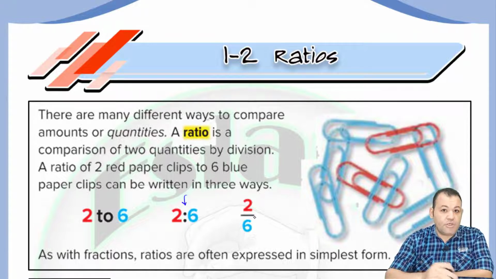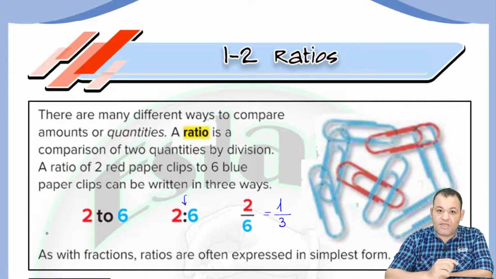So for any ratio, you must write it in the simplest form by dividing the numerator and denominator by the same number. We can divide 2 by 2, so it will be equal to 1. And we can divide 6 by 2, which will be equal to 3. So the simplest form now will be 1 to 3.